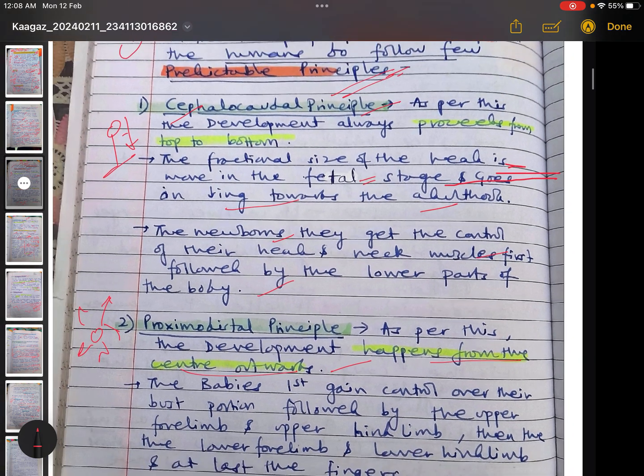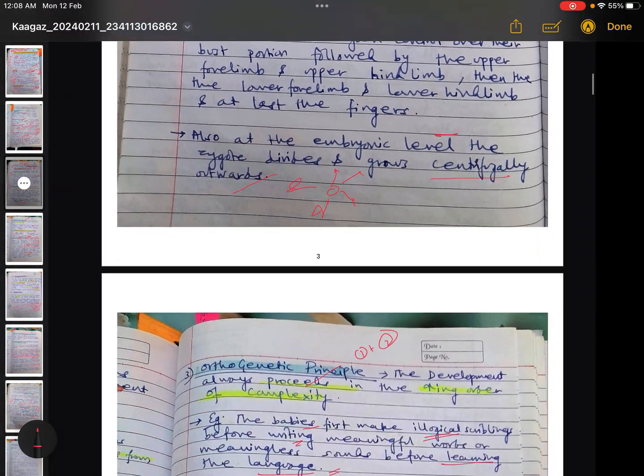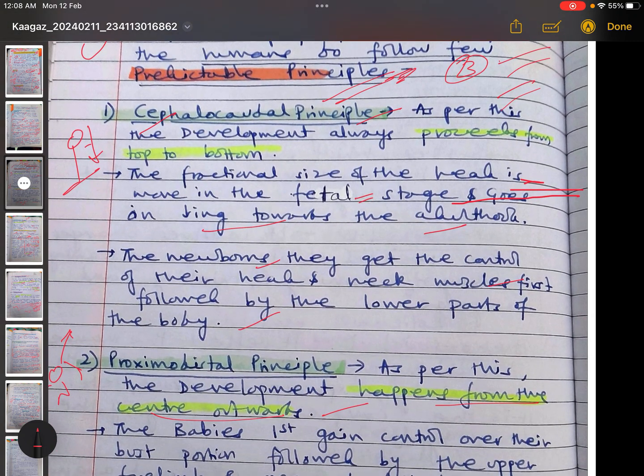So, moving on, the predictable principles, there are three: cephalocaudal, proximodistal, and orthogenetic. The cephalocaudal principle says that development always proceeds from top to bottom.